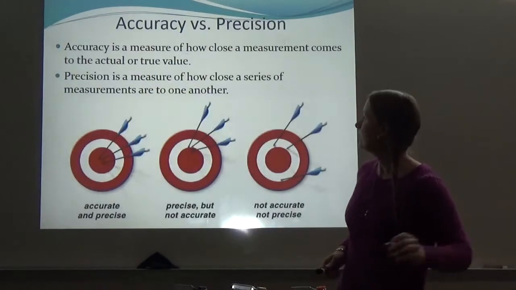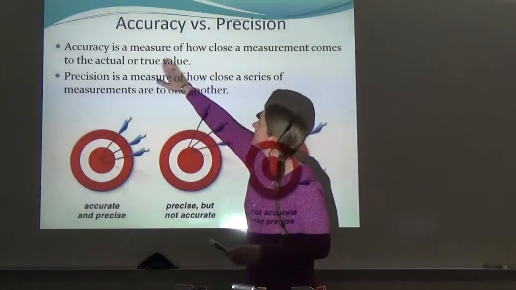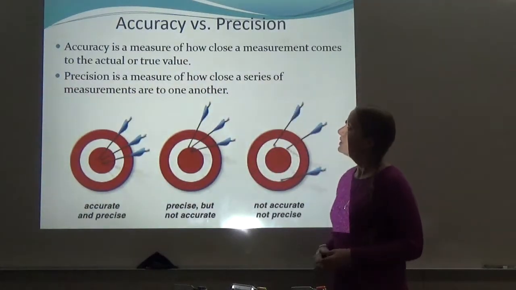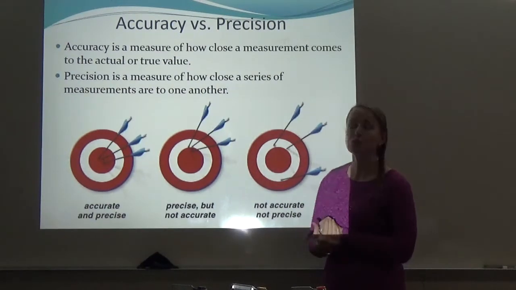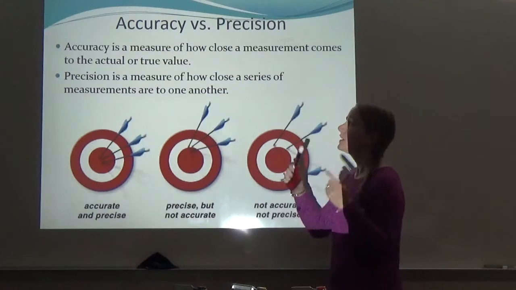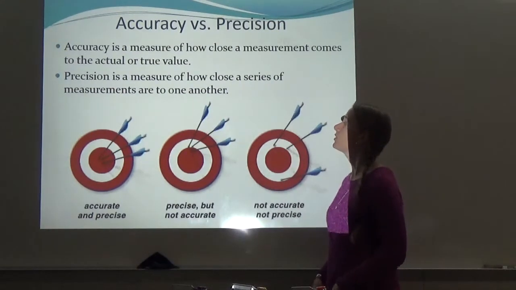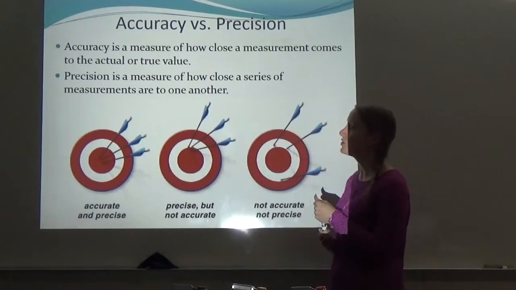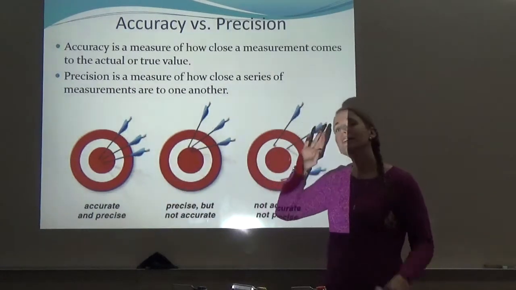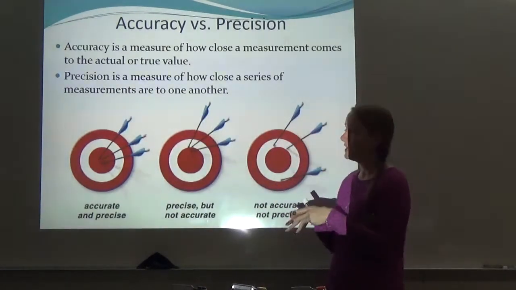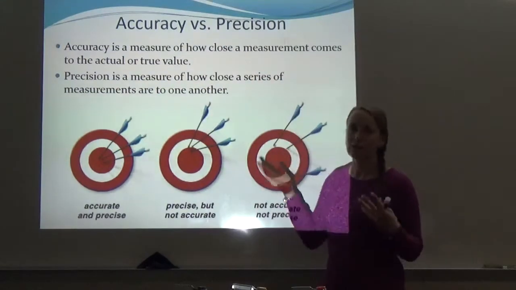All right, so next let's talk about the difference in accuracy and precision. So accuracy is a measure of how close a measurement comes to the actual or true value, whereas precision is a measure of how close a series of measurements are to one another. So when you are shooting arrows, you are clearly trying to hit the bullseye. So that's our actual value, is the bullseye.